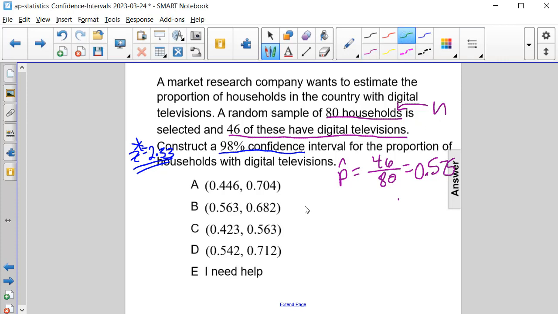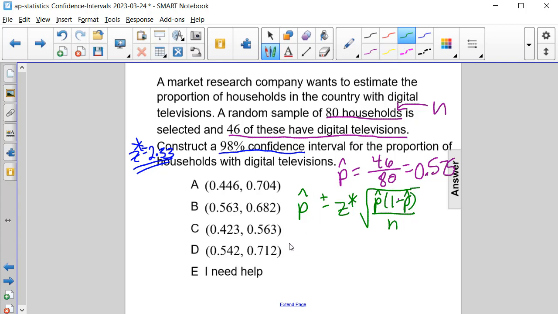And now that we have all the required information to determine the confidence interval, we can substitute our n, p hat, and z star values into the formula. And the formula is p hat plus or minus z star times the square root of p hat times 1 minus p hat, all divided by n, and this entire fraction is still under the square root.